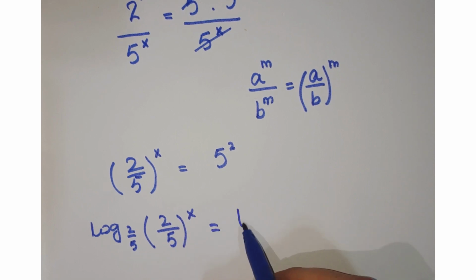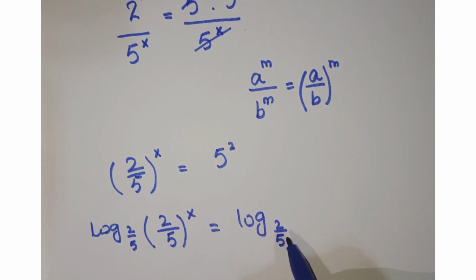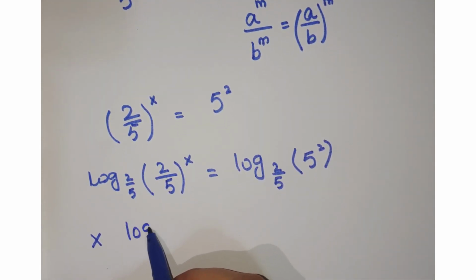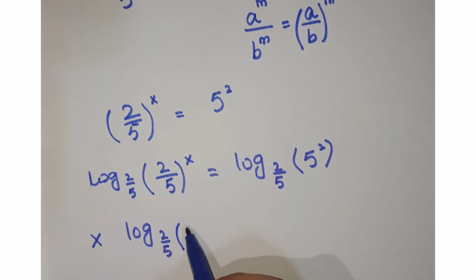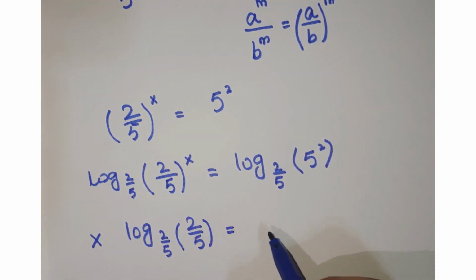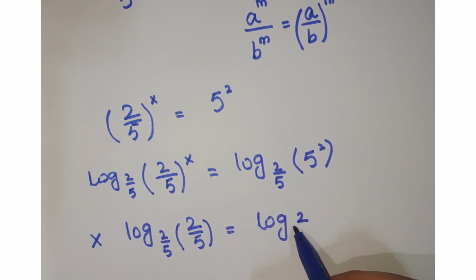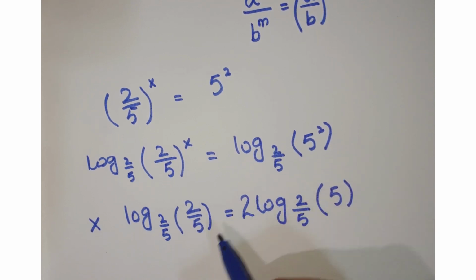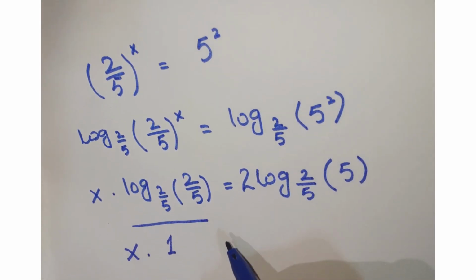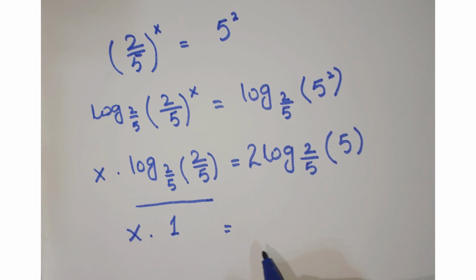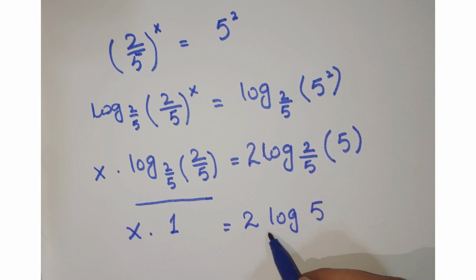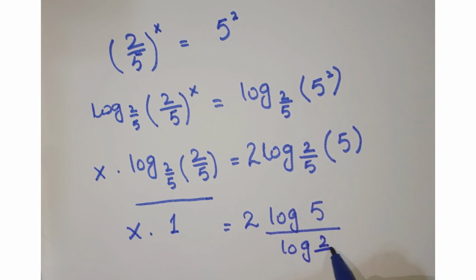on both sides. So we get x log to the base 2 upon 5 of 2 upon 5, and this 2 comes here. Now as you know, this value is equal to 1. So we have x into 1 is equal to 2 log of 5 upon log of 2 upon 5.